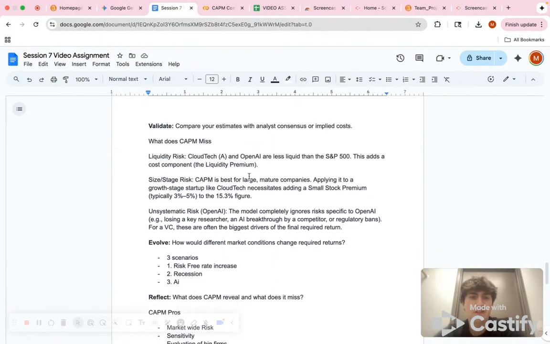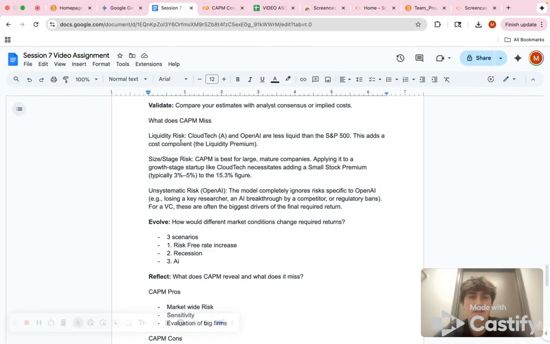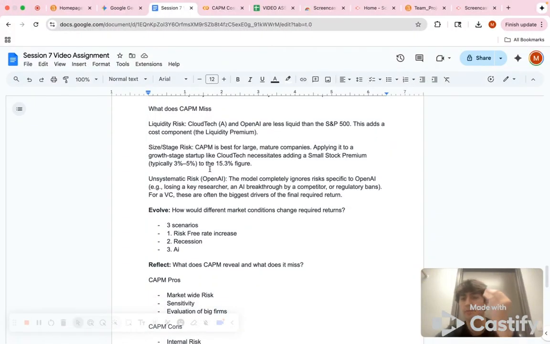So now we're going to validate this, and we're going to show what CAPM misses, because we want to validate that CAPM is accurate, but it has its limitations and you shouldn't only rely on that. So it doesn't take into account liquidity risk, which is just that since Cloud Tech and OpenAI are less liquid than the S&P 500, it's going to be more risky because you can't just demolish the business and liquefy it.